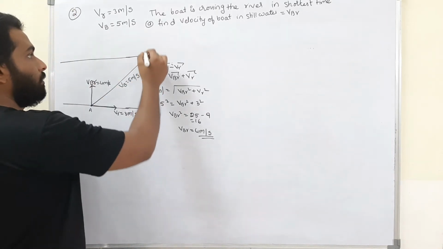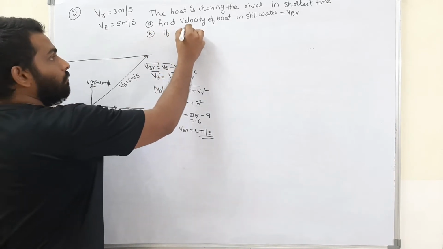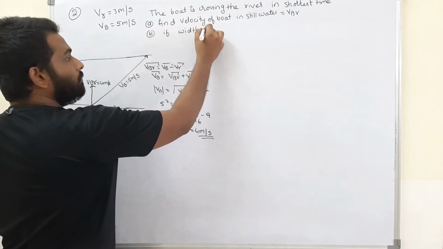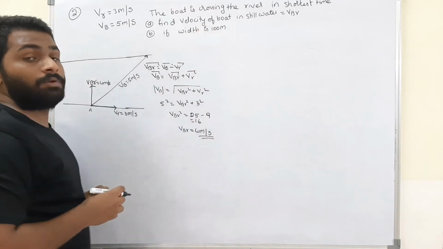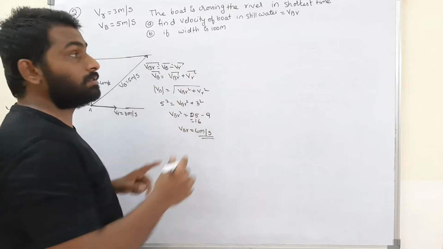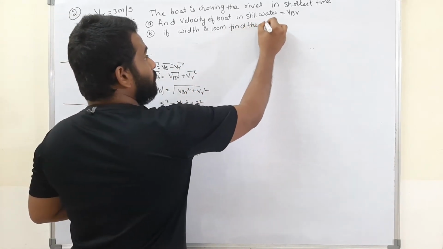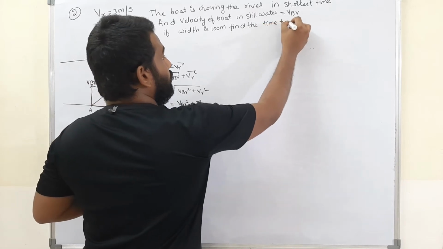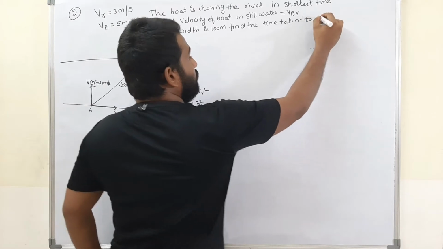Okay, now see the second point, B bit. If the width of the river is 100 meters, find the time taken to cross it.